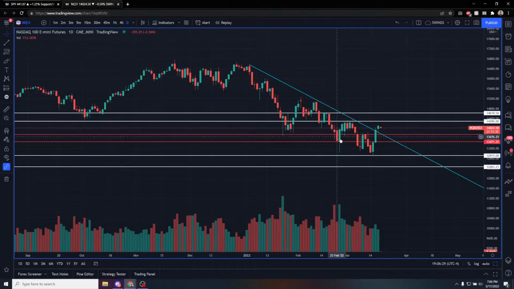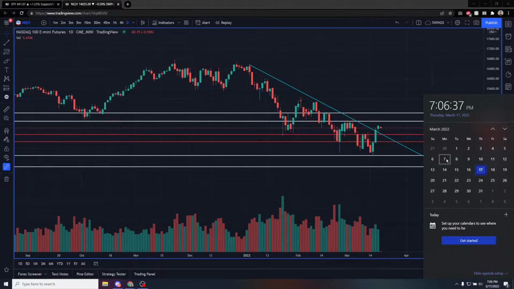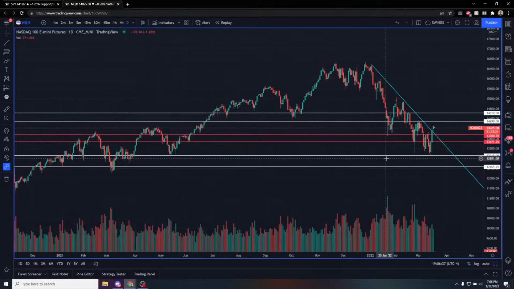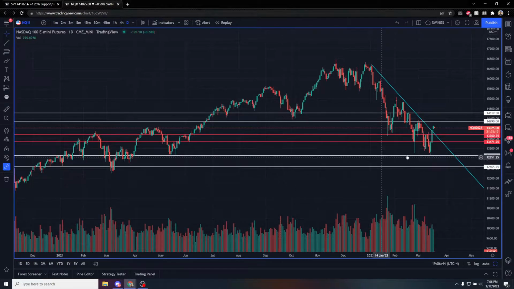And then I added those two because we broke those two supports. I believe it was over the weekend, the 7th. Yep, it was over the weekend on Monday. And then the market, since the 15th, since Tuesday, it bounced at pretty much the same level as it did previously.